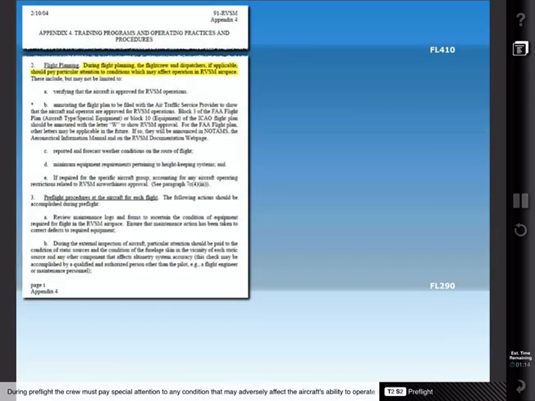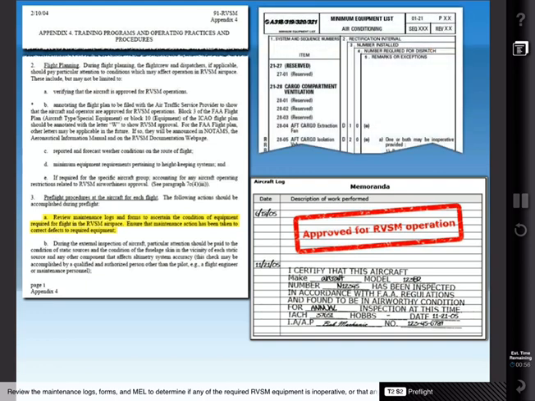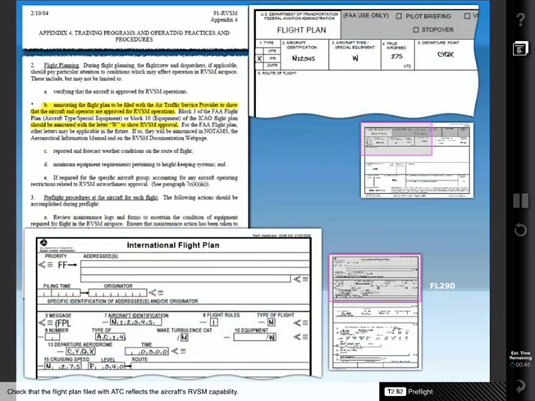During pre-flight, the crew must pay special attention to any condition that may adversely affect the aircraft's ability to operate within RVSM airspace. First, verify that the aircraft is approved for RVSM operations. Review the maintenance logs, forms, and minimum equipment list to determine if any of the required RVSM equipment is inoperative or that any repairs have been completed. Check that the flight plan filed with ATC reflects the aircraft's RVSM capability. An RVSM aircraft will show a W listed in Field 10 of an ICAO flight plan, or Block 3 of the FAA's flight plan.